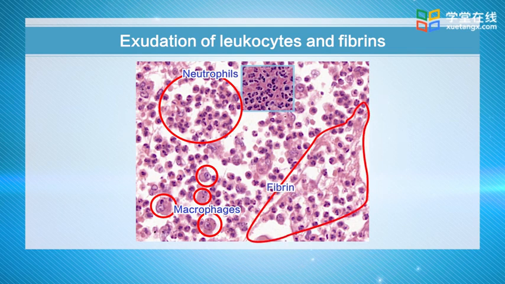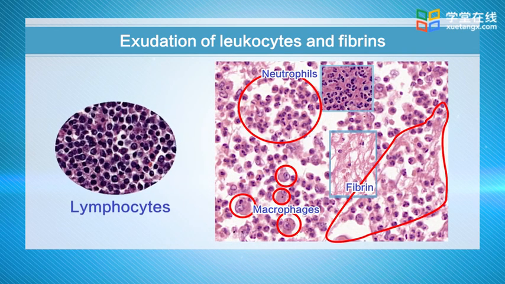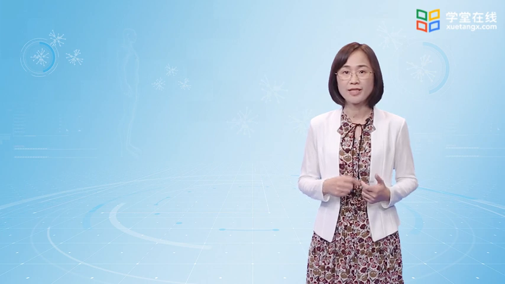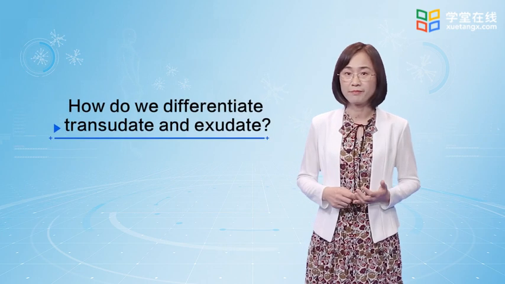In this area, we have fibrin, which appears as red, thread-like, cross-linked substance. These are lymphocytes with big and darkly stained nuclei. Both transudate and exudate can result in edema or hydrops. So how do we differentiate them?